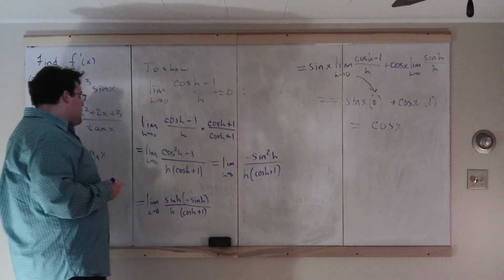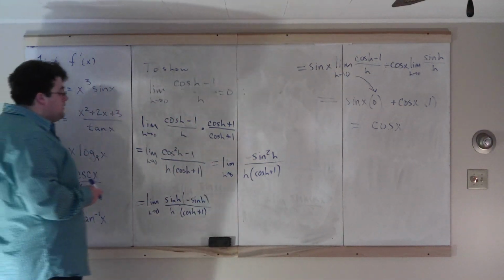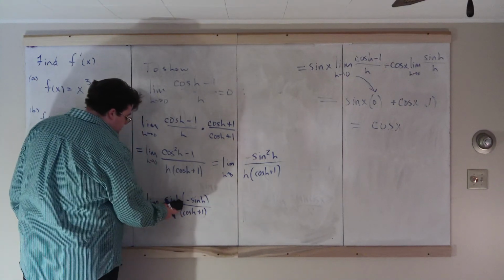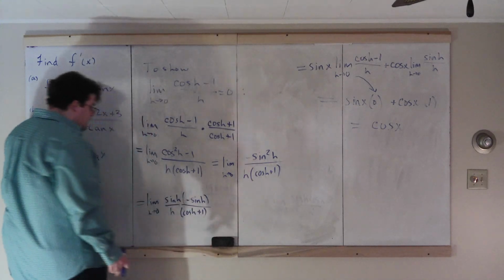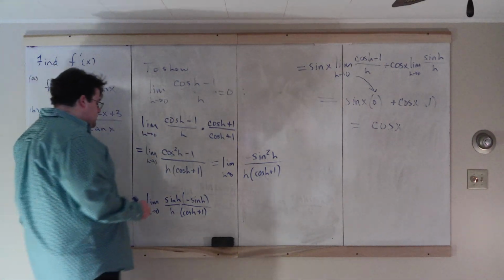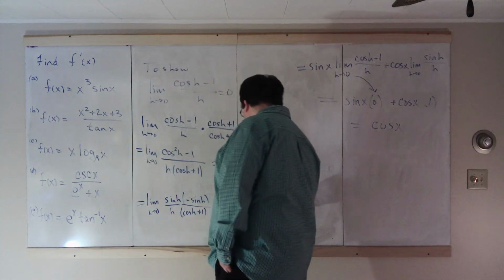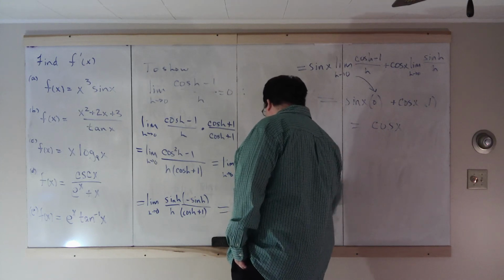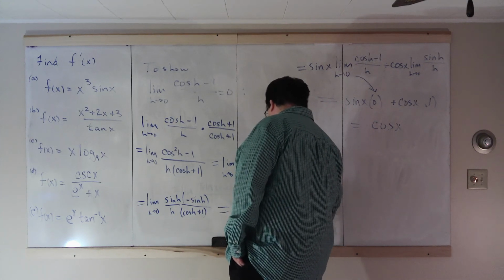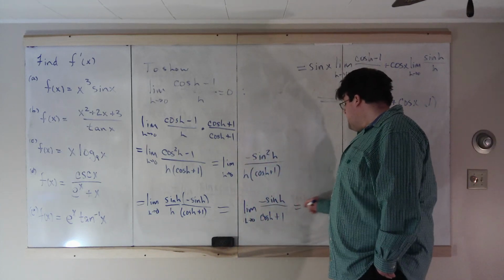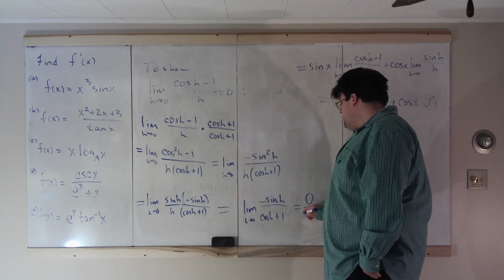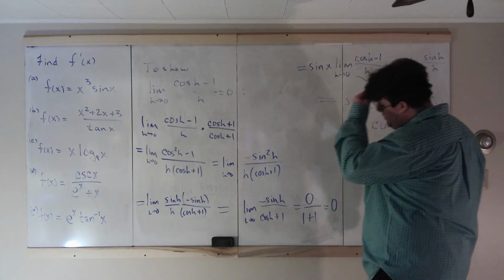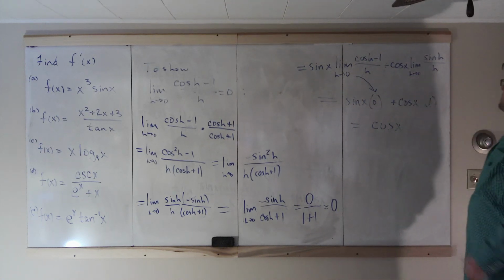So if we just write that numerator as sine h times negative sine h and leave the denominator alone, well, right here we have sine h over h. So we can actually split this fraction into those two pieces. As h approaches 0, sine h over h approaches 1. So this equals the limit as h approaches 0 of just the remaining piece, negative sine h over cosine h plus 1. And now, how can we do this limit? Well, we can do a direct substitution, and we get that that limit is 0.